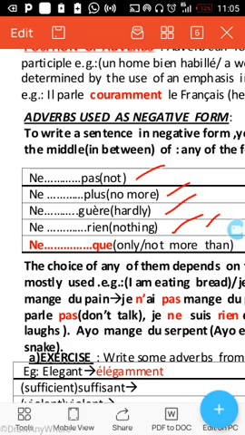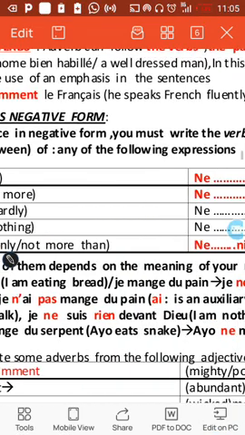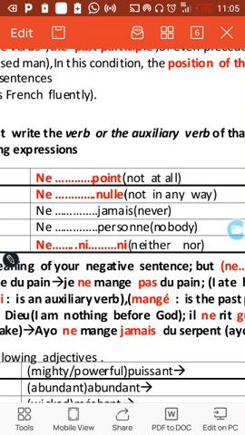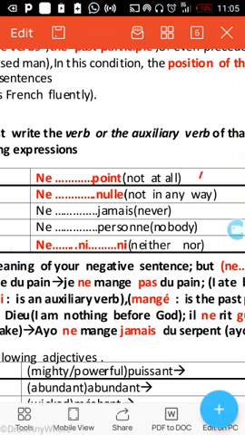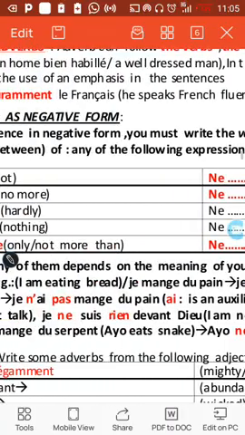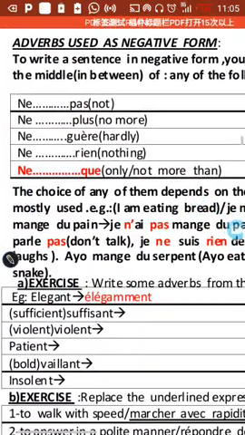Liberté, liberty; dureté, hardness, difficulty; courage; respect; faiblesse; grandeur, size; paix, peace. So you write adverbs with them. Another one here, correction. Négligence, abandon.